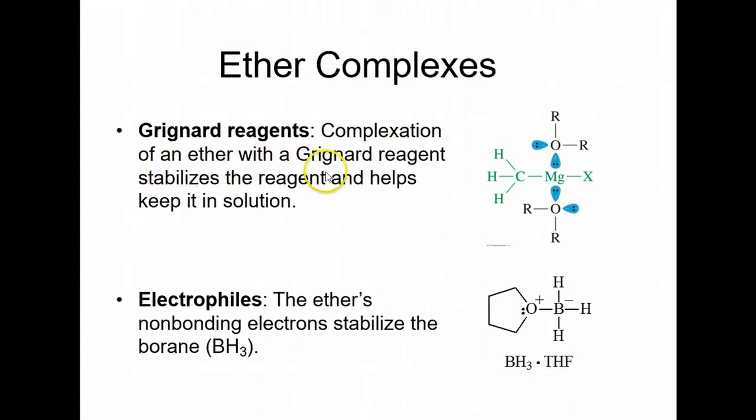So the complexation of the ether with the Grignard reagent stabilizes the reagent and helps keep it in the solution. Because remember, Grignards are polar. It's basically, remember, this carbon-magnesium bond, your carbon has a negative charge and your magnesium has a positive charge. And then your halogen right here is also going to have a negative charge. Remember that your Grignard reagent is somewhat ionic. So you have to have a solvent which can stabilize it as well as keep it in the solution.